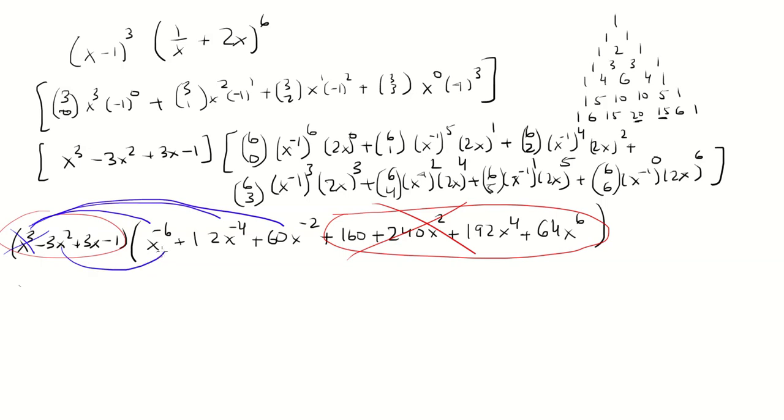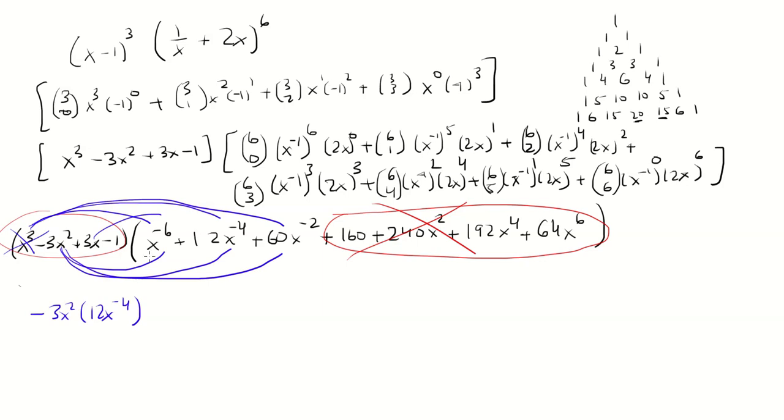X squared with x to the negative 6 gives me x to the negative 4. This gives me x to the negative 2. So that works. So negative 3x squared, 12x to the negative 4 works. Negative 3x squared and 60x to the negative second. The x squareds cancel. So I'm left with a coefficient. So that's done. That doesn't work.